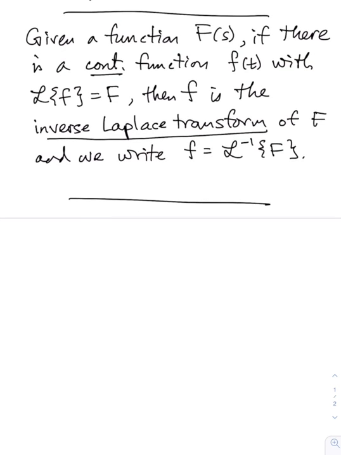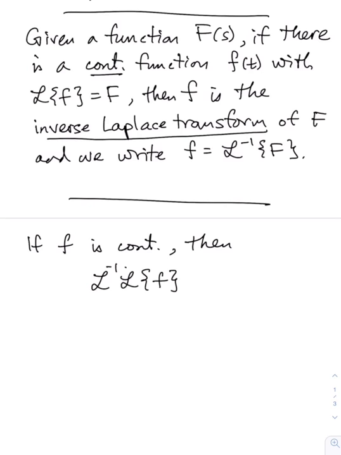One thing that we get out of this, which is important to remember, is that if we have a continuous function, little f, and we take its Laplace transform and then do the inverse Laplace transform, we get little f back.